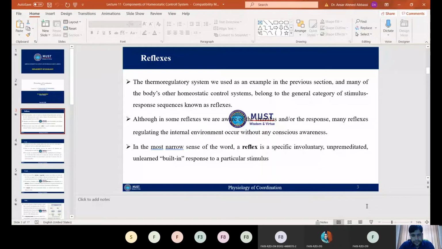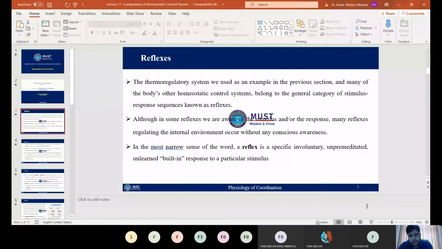So a reflex is basically a specific involuntary, unpremeditated, unlearned, or you can also call it built-in, response to a particular stimulus. So all these are the definition of a reflex. A reflex is basically an involuntary, unpremeditated, unlearned and built-in response to a particular stimulus.